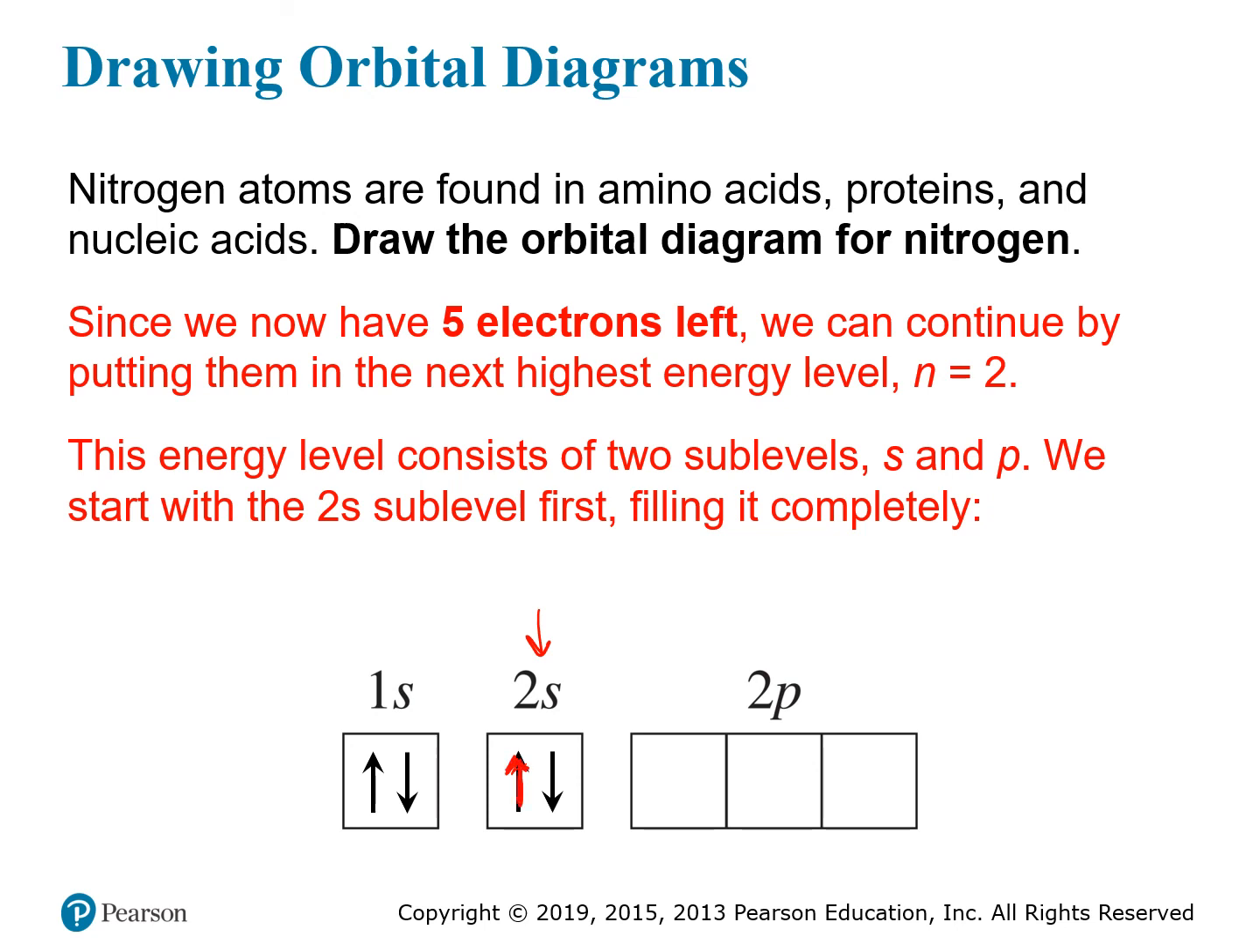Then we can put another electron in, the fourth electron, and that will also go into the 2s orbital because it can hold 2. It'll just adopt an opposite spin. So now we have 2 electrons in the 1s orbital and 2 electrons in the 2s orbital. But because the n equals 2 energy level has 2 sublevels, we also have the 2p sublevel that we can still fill. We've accounted for 4 electrons so far out of the total of 7, which means we have 3 electrons left.